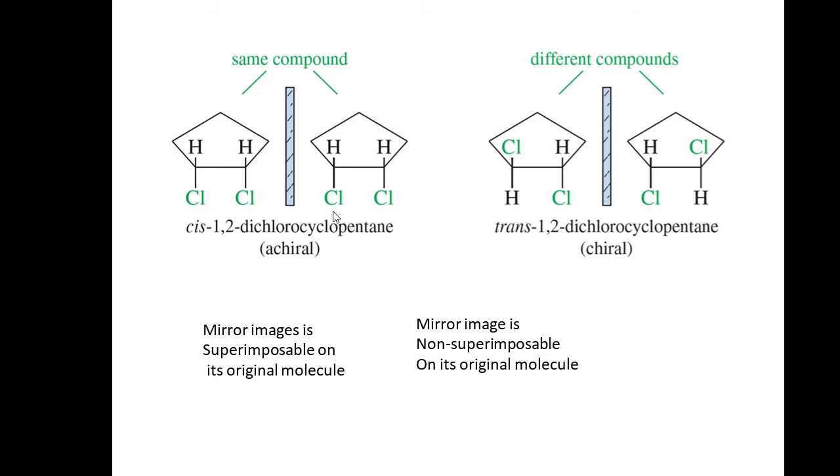Next, cis 1,2-dichlorocyclopentane and trans 1,2-dichlorocyclopentane. In the cis form, these two molecules are related as superimposable on each other. So this molecule is an achiral molecule, whereas in trans, you can see that these two are related as non-superimposable on each other. So the trans form can be considered a chiral molecule.